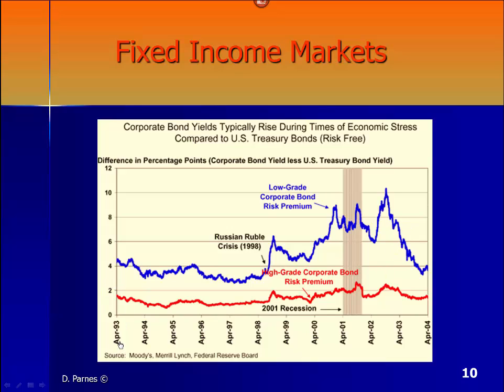This is a time frame from 1993 to 2004. There are a couple of events here. You have the Russian ruble crisis that is increasing the spread. You have the low-grade corporate bond risk premium and the high-grade corporate bond risk premium. This is the 2001 recession that took place in the US.